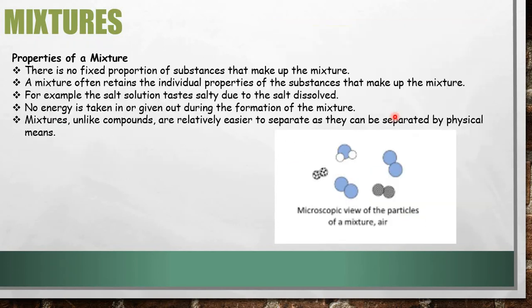Properties of a mixture. There is no fixed proportion. The amount of each substance that makes up the mixture is not fixed. For example, with the sandwich, you can either use 2 breads, and for the meat you can put another, maybe extra large meat. The proportion is not fixed.